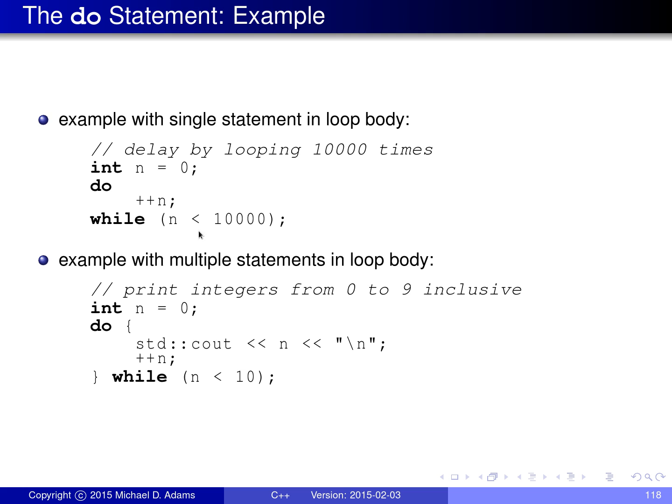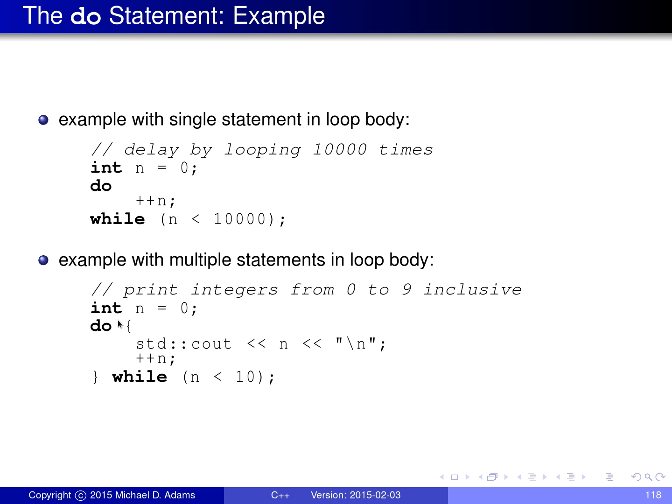On this slide, we have a couple of examples of using do statements. In the first example here, we have a do statement that has a single statement in the loop body. Essentially, we're initializing an integer variable n to 0 before the loop. Then each time through the loop, we're incrementing this variable n, and we're looping until n is greater than or equal to 10,000. So this is basically just a delay loop.